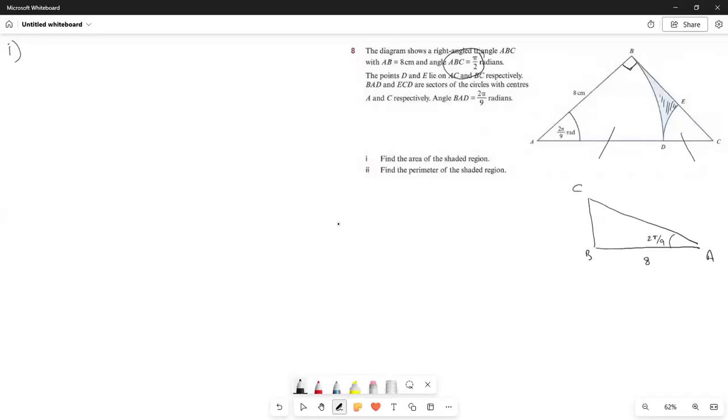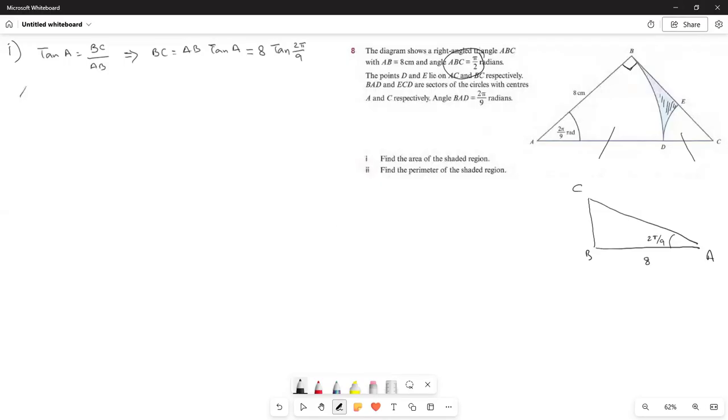Okay, tell me how much is the tangent of A? It is BC over AB. Am I right or no? Okay, so from here, how much is BC? BC is AB into tangent of A. Okay, and how much is AB? It is 8, and the angle A is 2 pi by 9.